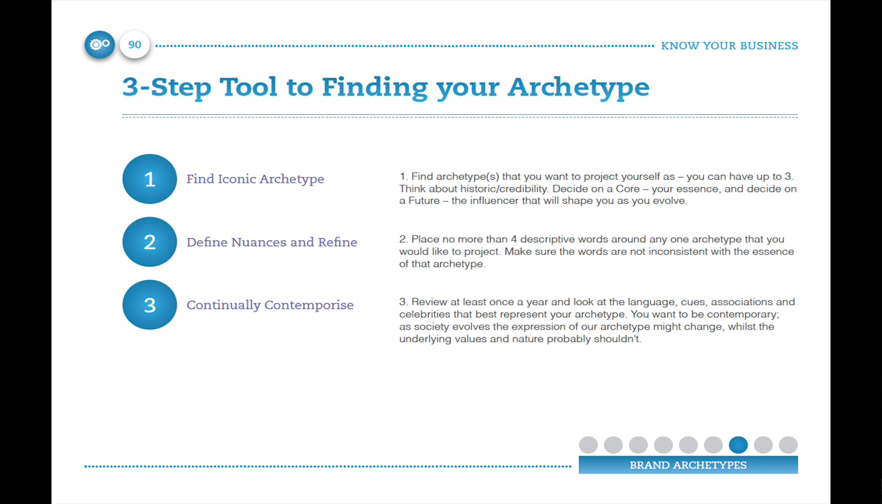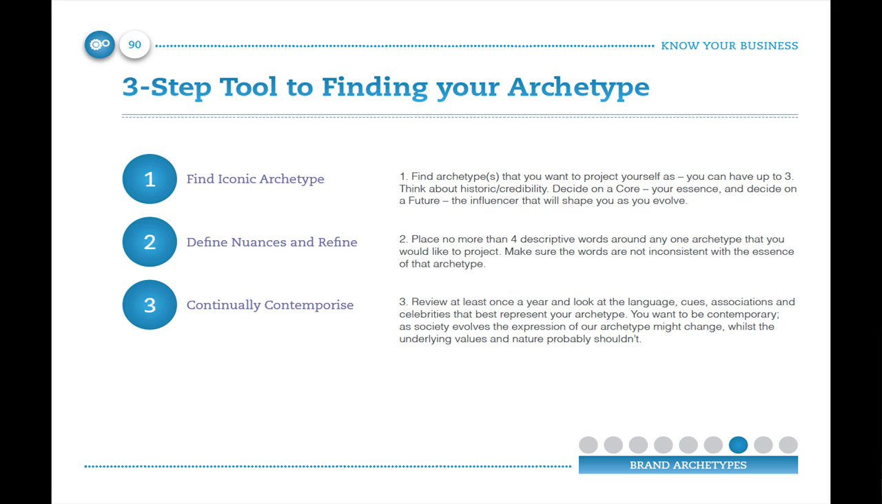So the 3-step model that Step Change has developed is find an archetype and then define the nuances. And what that means is pick 4 words that are consistent with that archetype that define your expression of the brand. No more than 4, and it's often a really great game to play where if you want to add one more word around the side, you need to take one off.